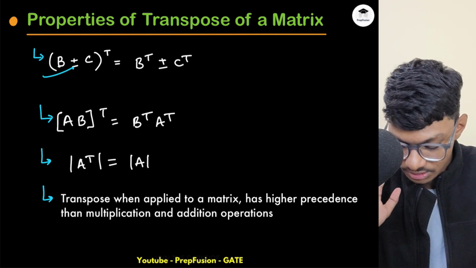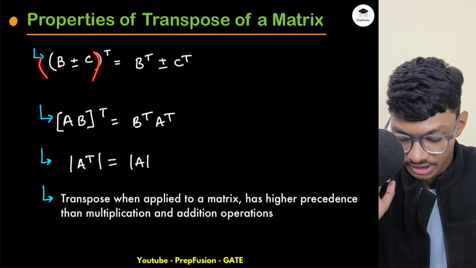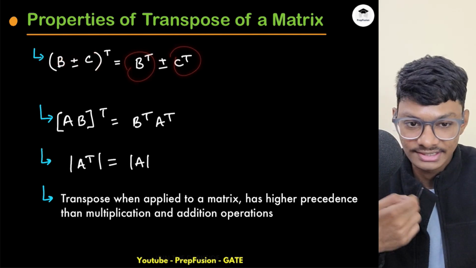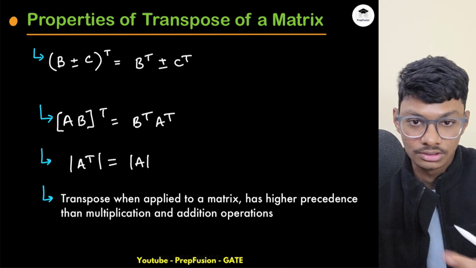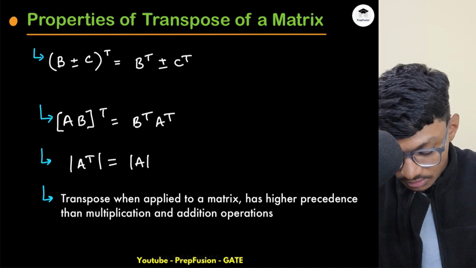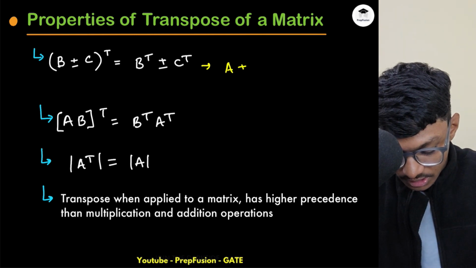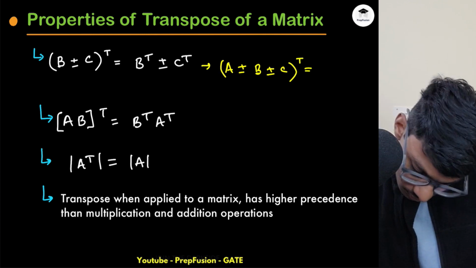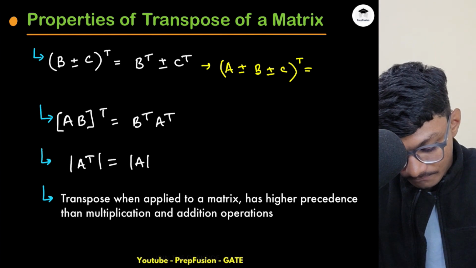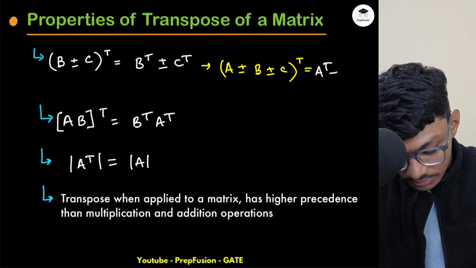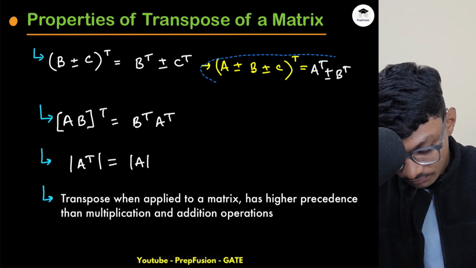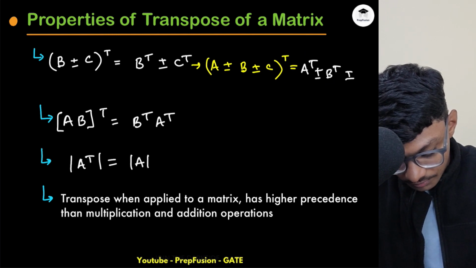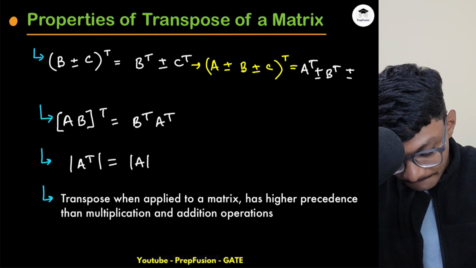The first property is, if you do addition or subtraction and take the whole transpose, you can take the individual transposes of those matrices and do the same operation, addition or subtraction. So what is the expanded form of this? For three matrices, A plus minus B plus minus C whole transpose will be equal to A transpose plus minus B transpose plus minus C transpose.